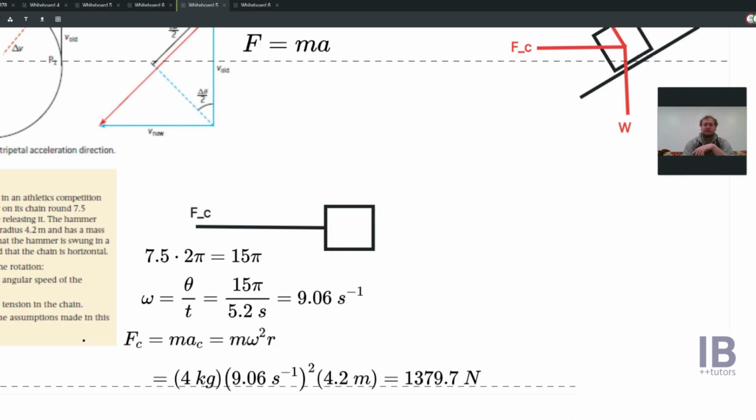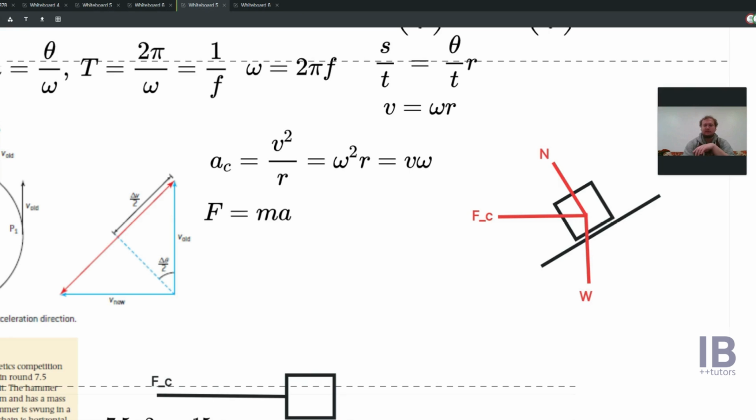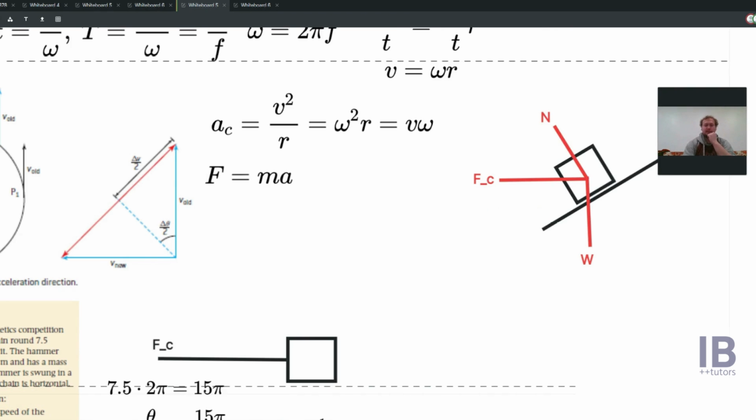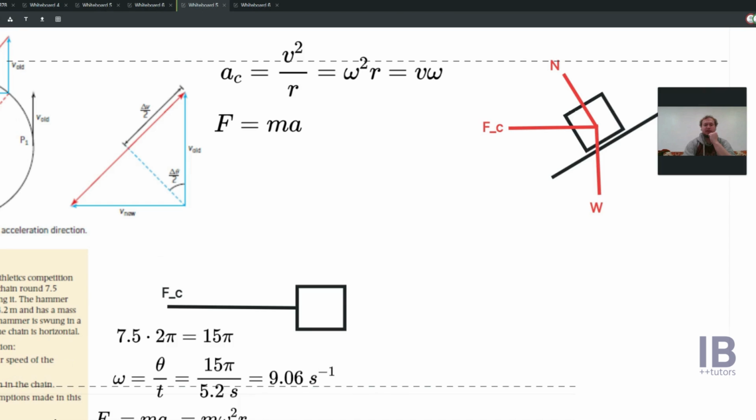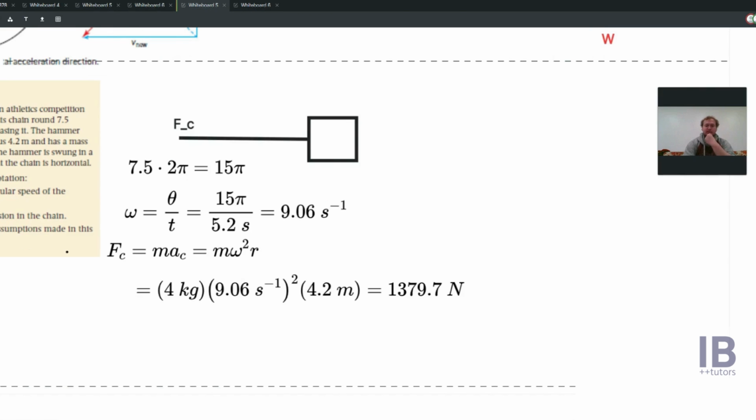F equals ma. We have a few different ways to write acceleration. We could find the speed if we really wanted, but we were asked to find the angular speed, so we had the angular speed, and we have the radius. So we can take this equation for acceleration and plug it into F equals ma. And we get this equation for force: mass times angular speed squared times our radius.